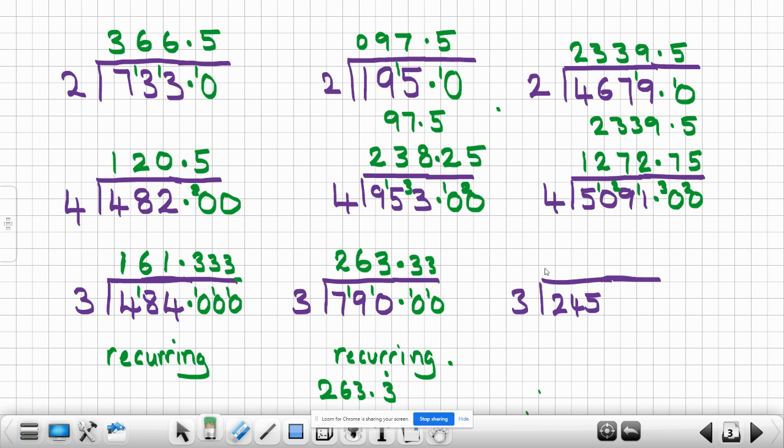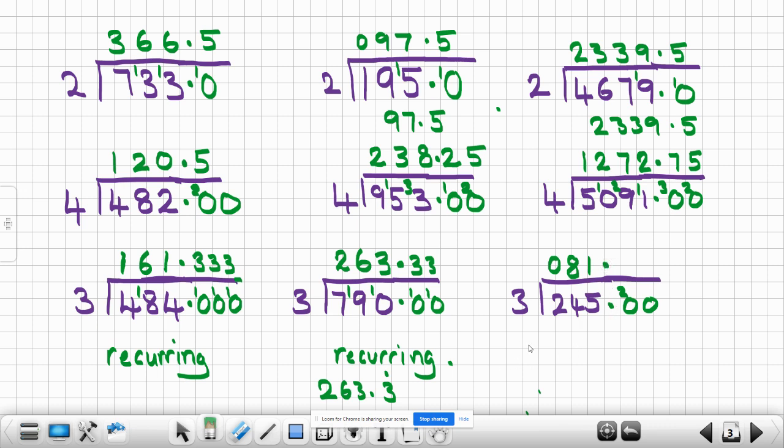3's into 2, we can't get whole numbers out of. So we're going to move on and say 3's into 24. We're carrying that 2 over. 3's into 24 goes exactly 8 times. So no remainder. So we're now doing 3's into 5. 3 goes into 5 once with a remainder of 2. So we're going to put our decimal point, couple of zeros, put a 2 there. Don't forget your decimal point above.